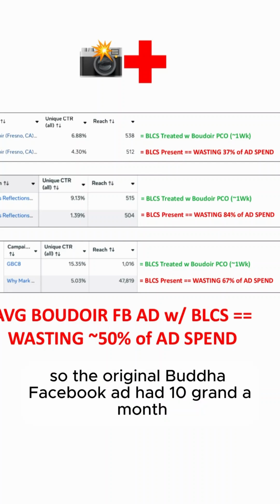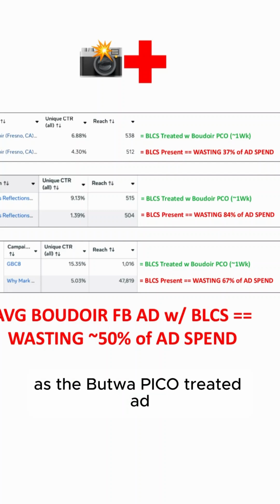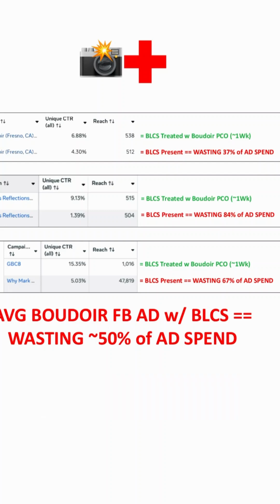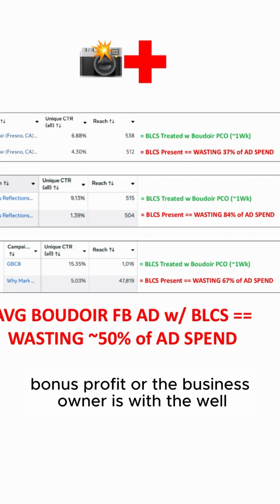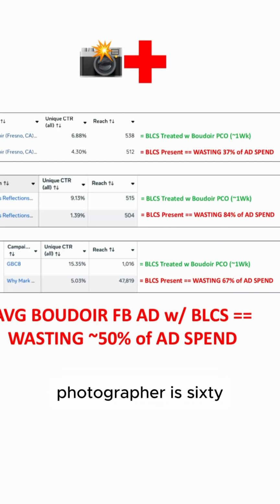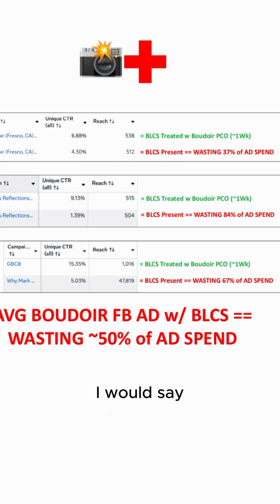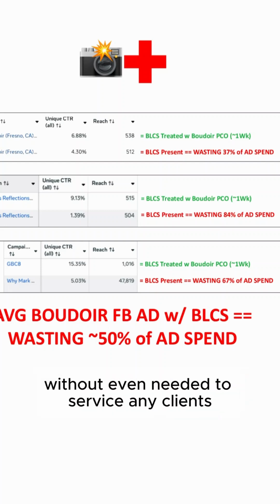So the original boudoir Facebook ad had 10 grand a month. We'll get into the same number of women's brains as the Boudoir Pico treated ad, spending only 3,300 bucks a month. So that whole difference, we're pocketing that difference as a bonus profit, or the business owner is, the boudoir photographer is, 6,700 bucks a month in bonus profit by simply not spending that money. I would say, 80 grand bonus in the next 12 months. So insanely good without even needing to service any clients.